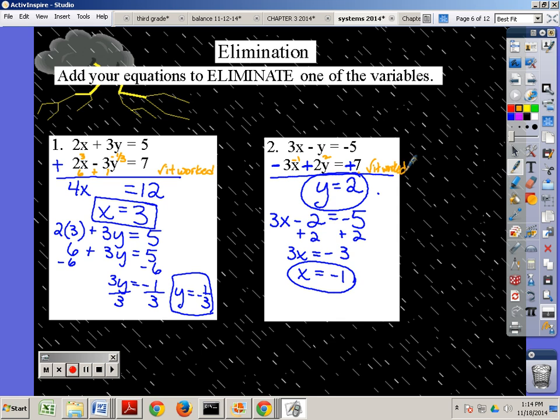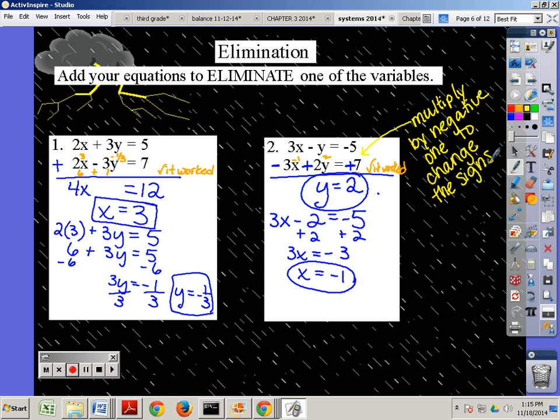Okay, be sure you have all of this written down in your notes, and let's put a little note here. Multiply by negative 1 to change the signs. So that's what we did here, here, and here. Okay, pause the video. Make sure you have all of this written down in your notes.